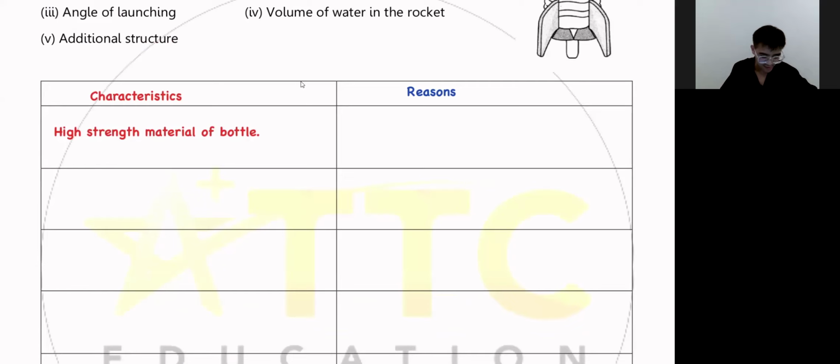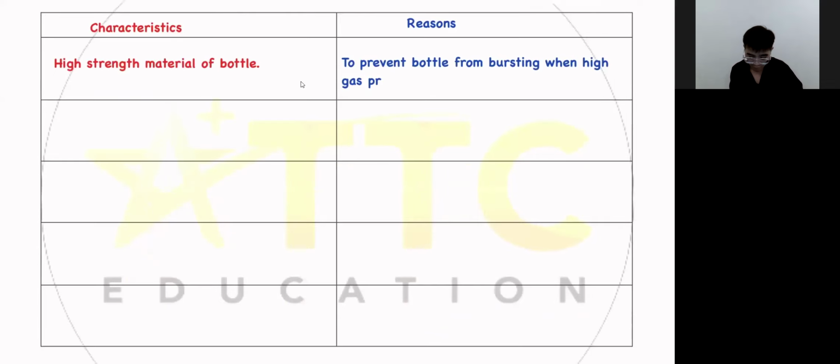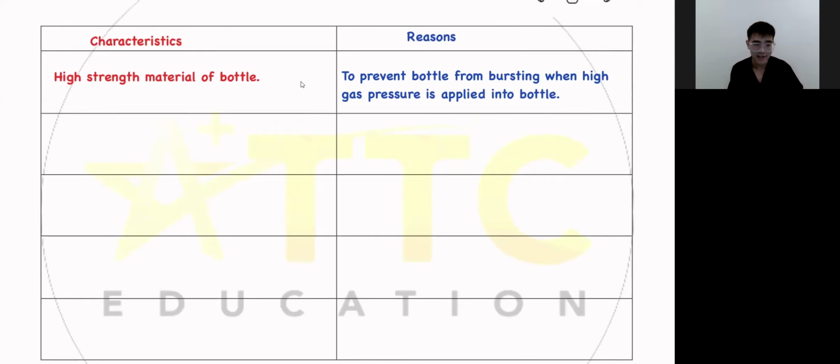So for the first choice just now, for the material, we want it to be high strength. But why high strength? Because high strength can prevent the bottle from breaking. Or you can also use the word bursting. So from bursting, when high gas pressure, because like I said, you have to pump high gas pressure into the bottle. So when high gas pressure is applied into the bottle, the bottle won't break easily if the material of the bottle is high strength.